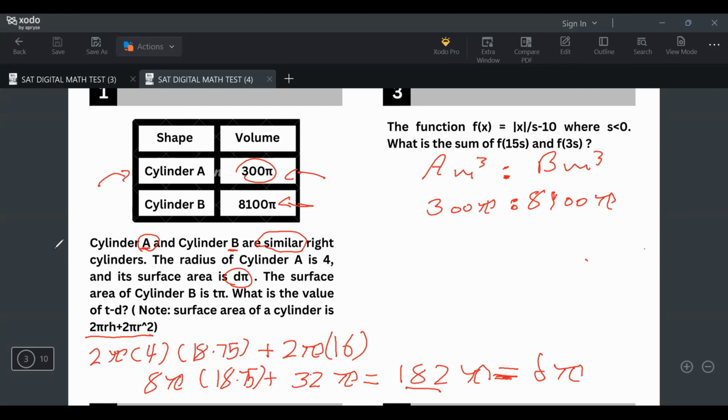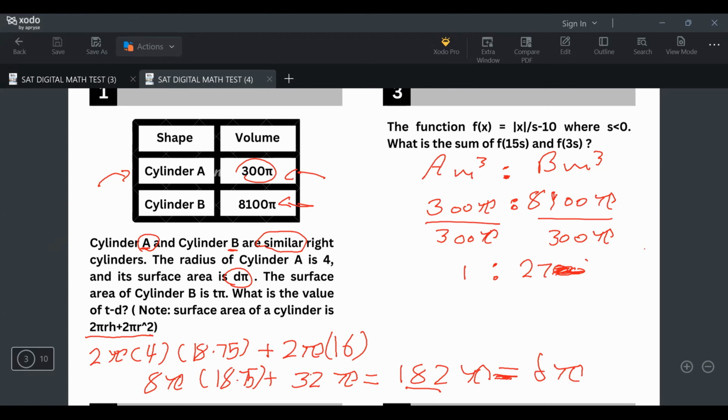Since the cylinders are similar, they have a ratio between them, and we will get that ratio. So we will divide by the greatest common factor, which is 300 pi. If we divide by 300 pi on both sides, we get 1 on the left-hand side, and on the right-hand side, 81 divided by 3 is equal to 27. So we will have 1 to 27, and that's the ratio between the volumes of the two cylinders. Is it clear?